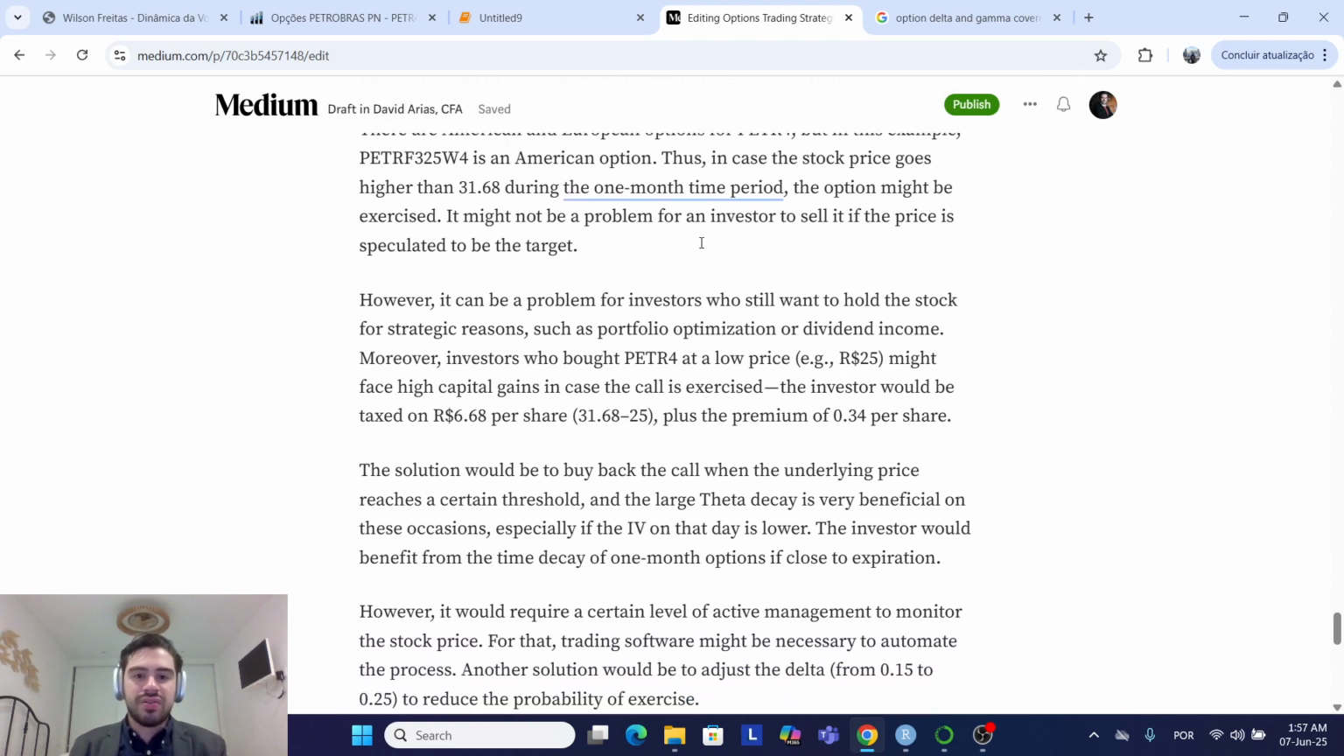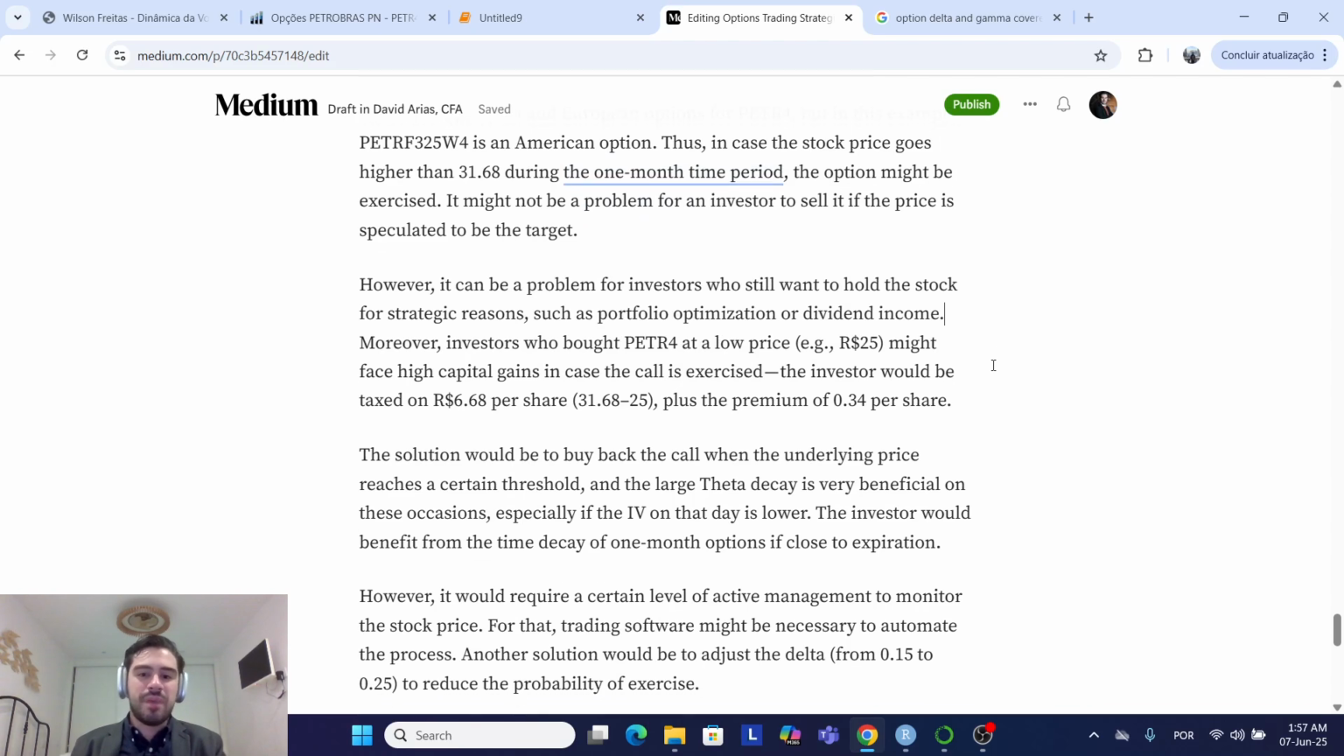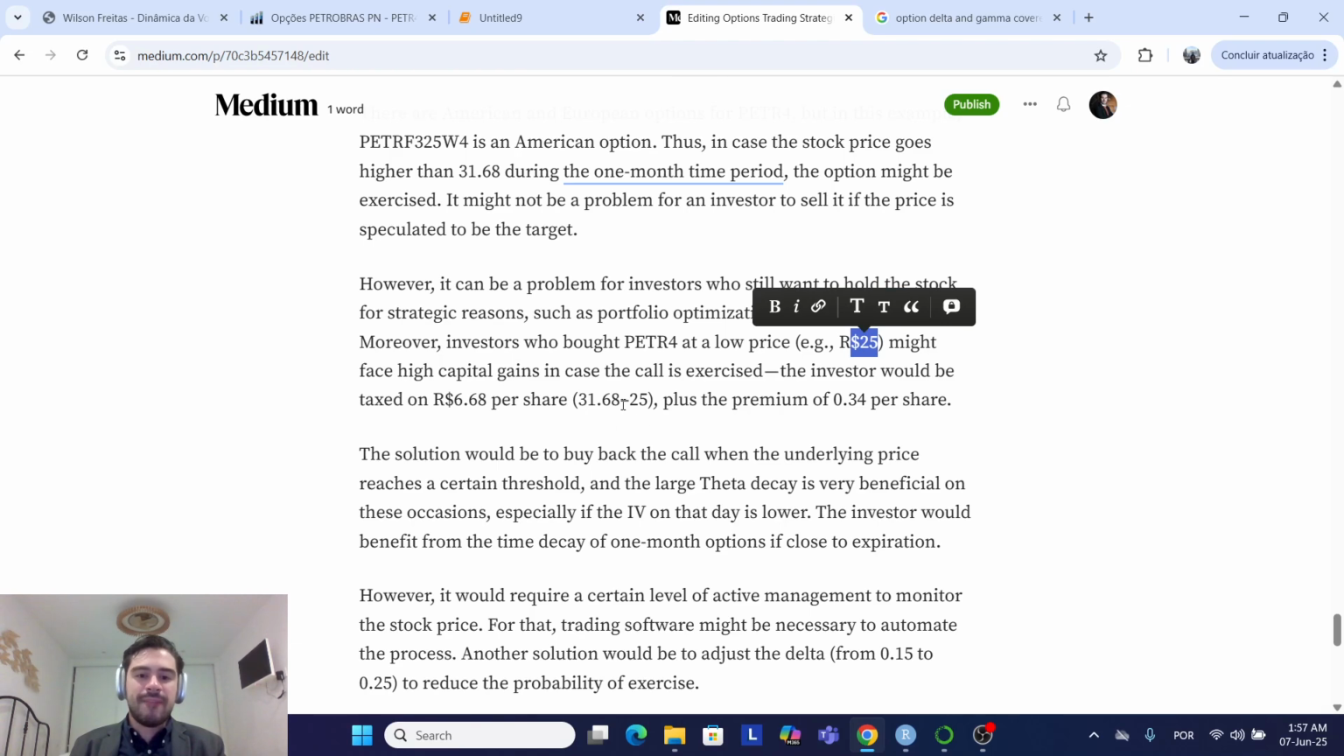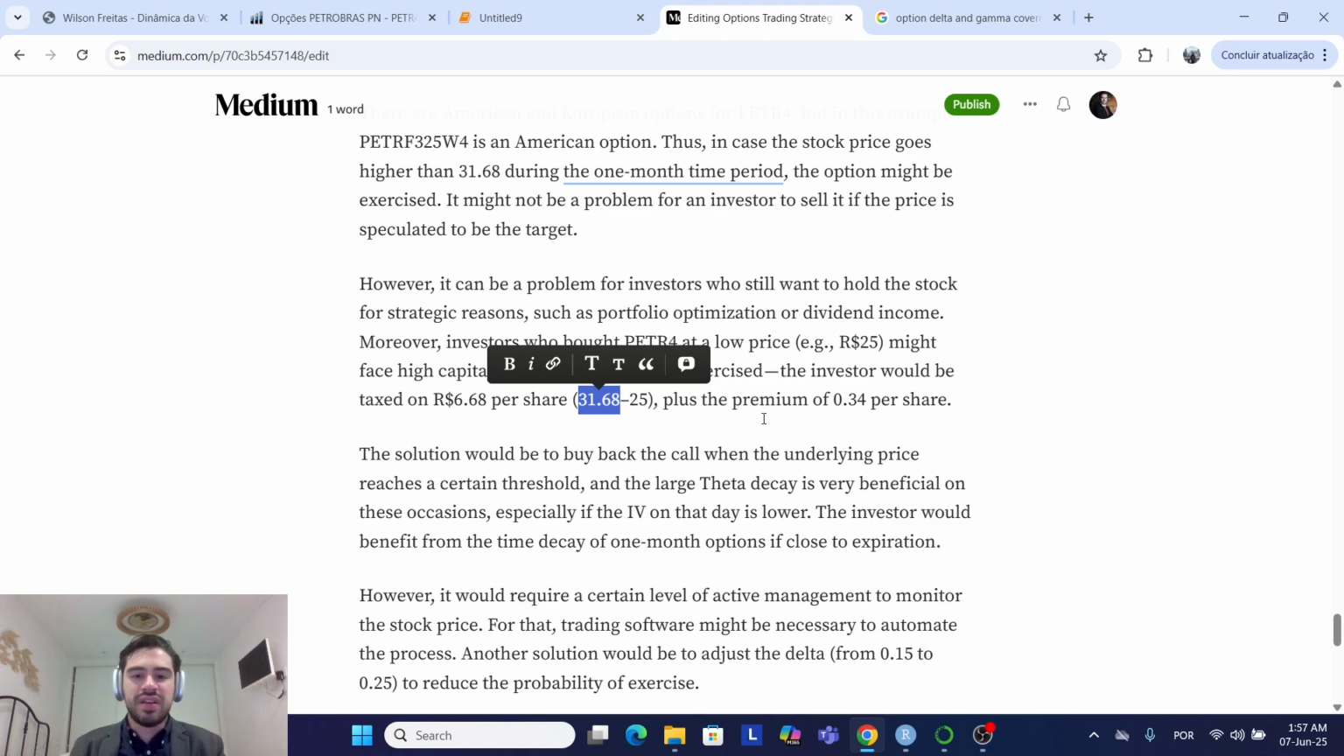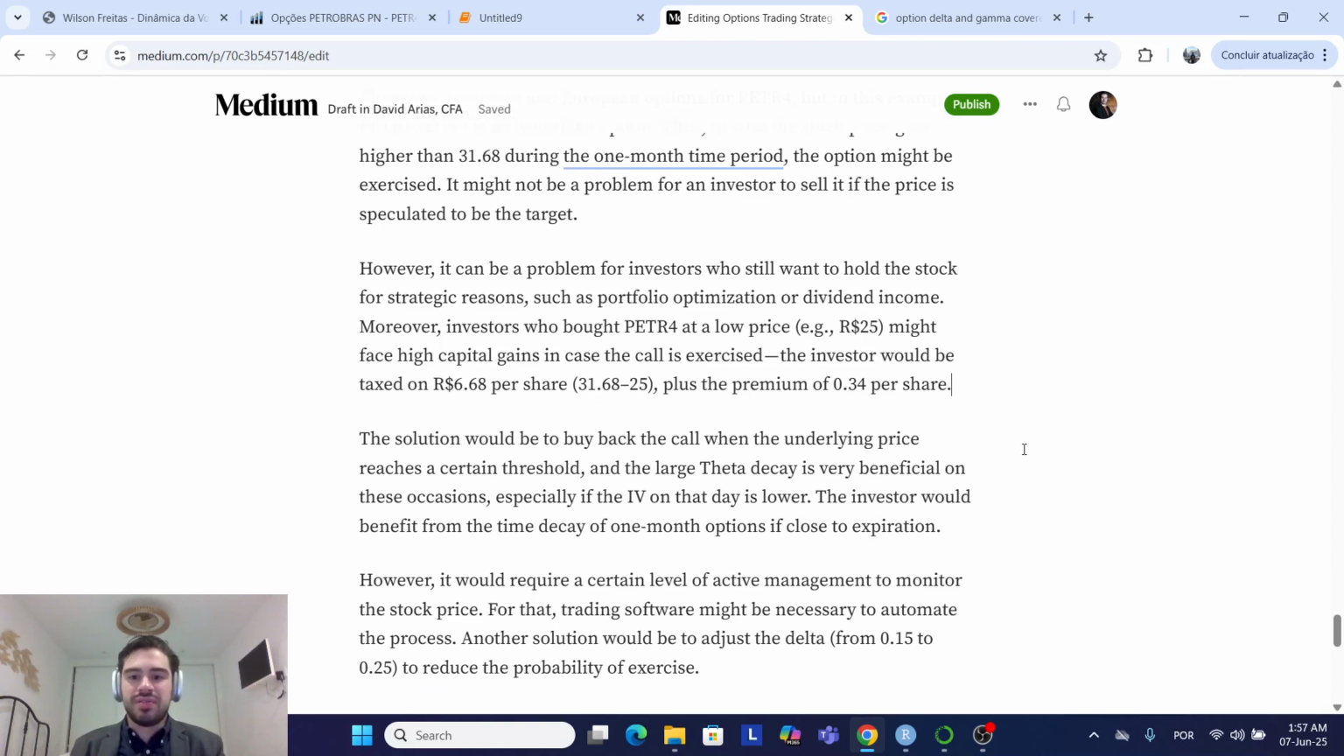There is also another implication when this kind of thing happens: you're going to trigger capital gains. Imagine you bought it for 25 reais and the call was exercised and you sold for 31.68 plus the premium of 0.34. So you just triggered a huge capital gain because you just exercised the option.